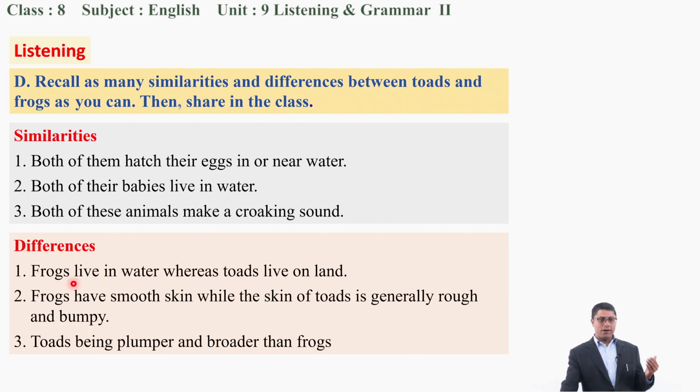So frogs live in water, whereas toads live on land. Next, frogs have smooth skin, while the skin of toads is generally rough and bumpy. And the third one, toads being plumper and broader than frogs. This is the third difference.